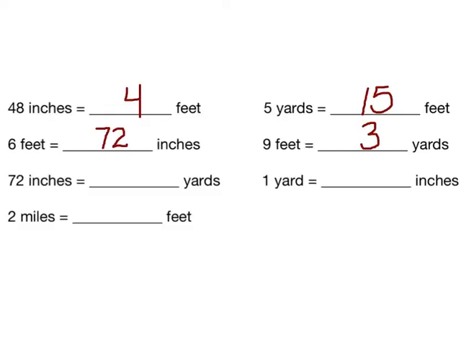My next problem is 72 inches equals blank yards. Well, I know that there are 36 inches in 1 yard. So 72 divided by 36 is 2. So 72 inches would equal 2 yards. Next, I see that 1 yard equals blank inches. Well, I know that there are 36 inches in 1 yard, so 1 yard equals 36 inches.